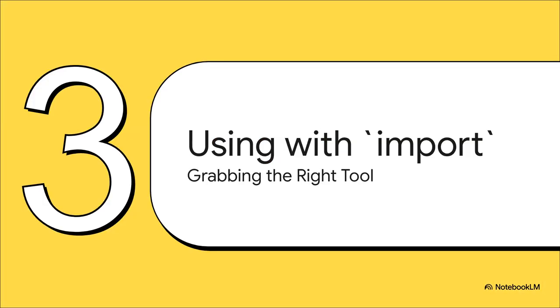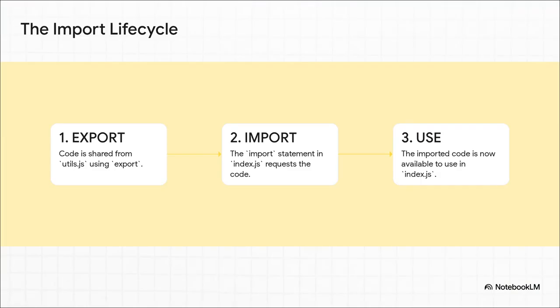Okay, we've put our tools on the shelf using export, so now let's go grab them. And to do that, we use the import statement. And the whole process is just beautifully simple. Check it out. Over in one file, let's call it utils.js, you export a function. Then, in your main file, index.js, you write an import statement to go get that function, and boom, just like that, the function is there in index.js, ready for you to use. It creates this really clean, really obvious link between your files.